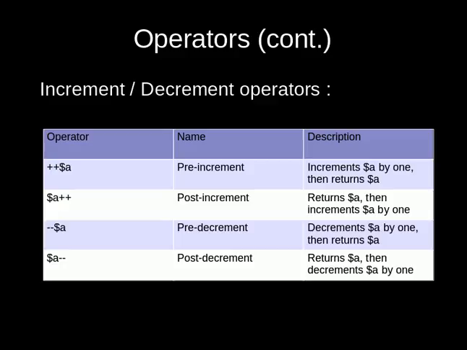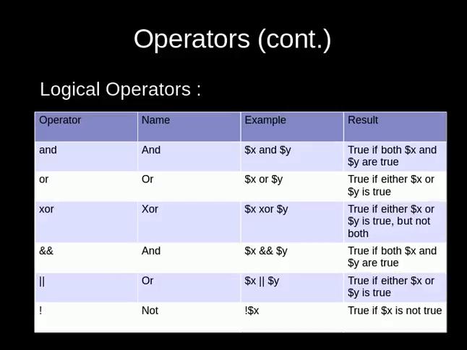Logical operators. And is true if both x and y are true, or is true if either x or y is true, XOR is true if either x or y is true but not both. Double ampersand is again an equivalent for and. Double pipe sign is equivalent for or, and exclamation mark specifies not.